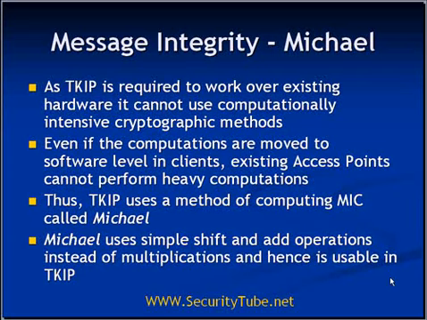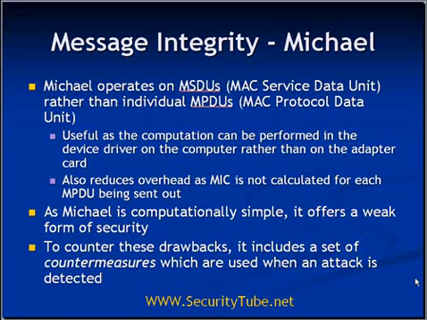You cannot choose the ideal or best cryptographically secure algorithm for MIC because it would be computationally intensive. So Michael uses some simple shift and add operations, which are not that computationally expensive, instead of multiplications and other expensive operations to get the MIC value. Now, how exactly is Michael or MIC calculated?